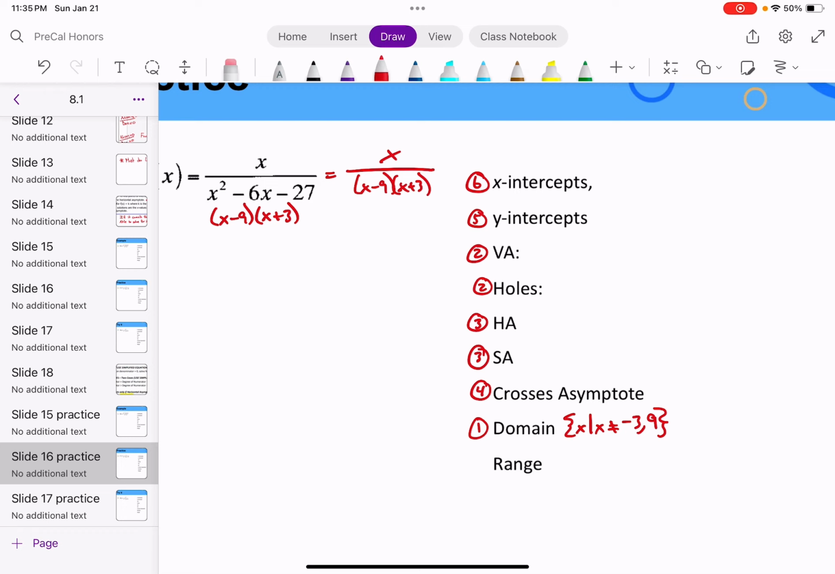Next step, we already know that there is no hole. How do we know that there isn't a hole? We know that we did not cancel anything when we were getting into that simplified equation. Our next step is our vertical asymptote. We know that that is going to be where our domain is, meaning we know that x is going to be equal to -3 and x is equal to 9.